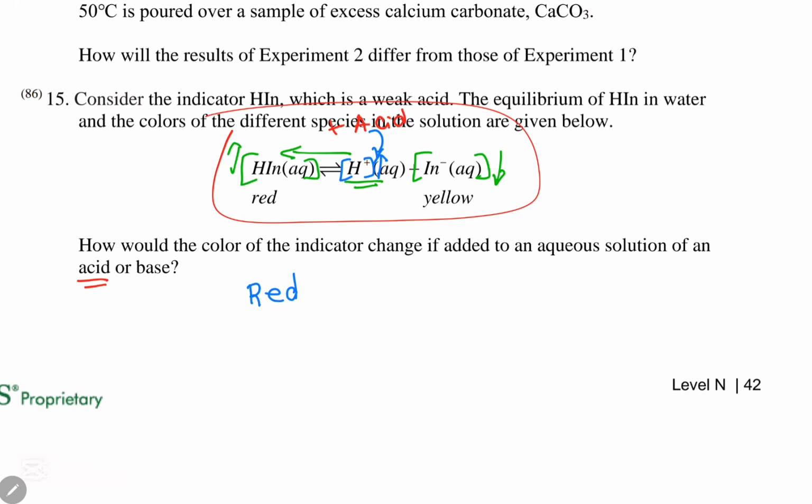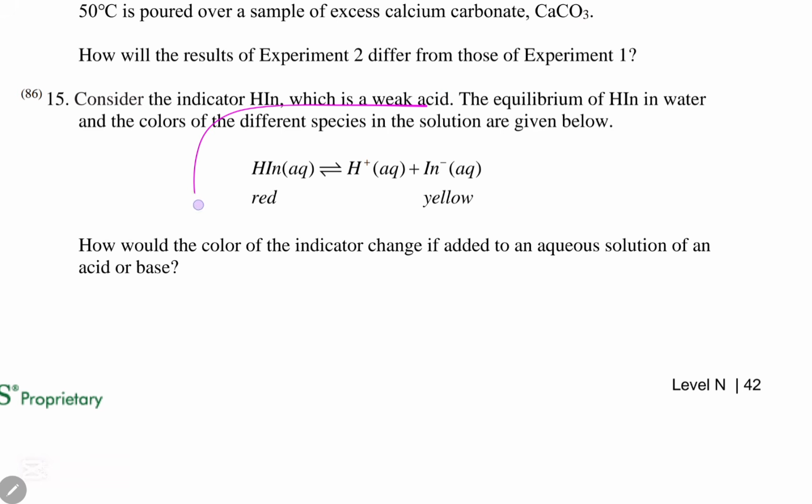So I hope you understood that. When you're adding an acid, what does the acid do? It releases the proton. What does the proton do? It increases the concentration of H+. According to Le Chatelier's principle, we need to balance it out by sending it to the other side. So the concentration of HIN increases, concentration of IN minus decreases. So my solution will turn red.